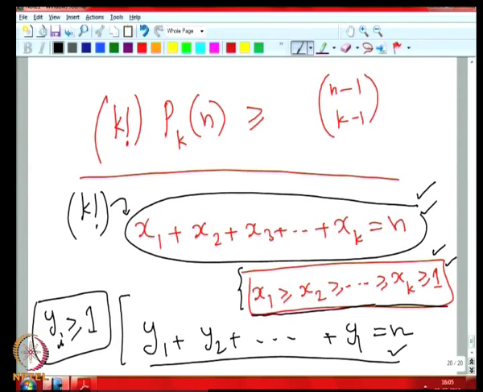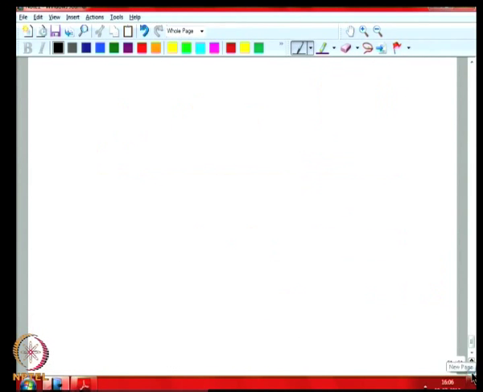But then one solution for the first equation gives rise to many solutions for the second one, but maximum k factorial. That is why k factorial into pk of n is greater than or equal to the number of solutions for the second one. We claim that the number of solutions for the second one is n minus 1 choose k minus 1. Why is it so? Because the second one is y1 plus ... plus yk equal to n, but here we have the condition that yi is greater than or equal to 1.